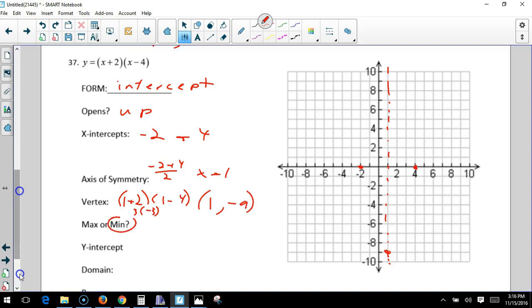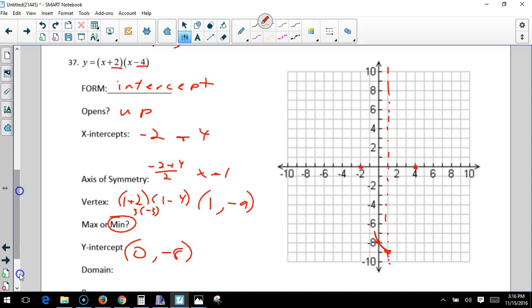It's going to be a minimum because it's opening up. Y-intercept, again, go ahead and just put this in the calculator. Parentheses x plus 2, parentheses x minus 4. And when you do that, and you go to the table, you see 0, -8. Again, the other way to find out would be to FOIL this and find out, 2 times -4 would be your -8.